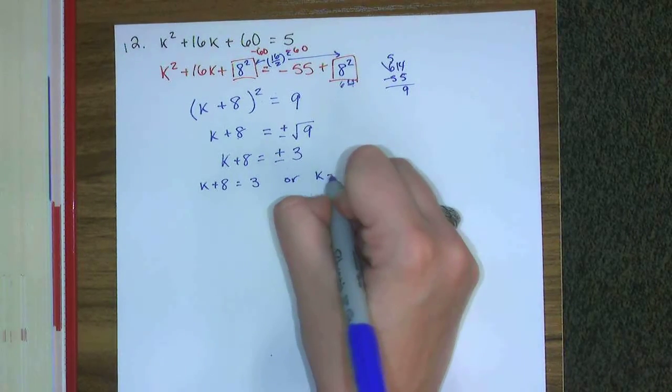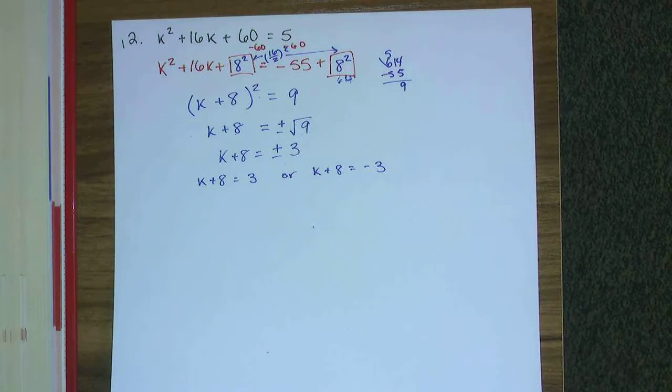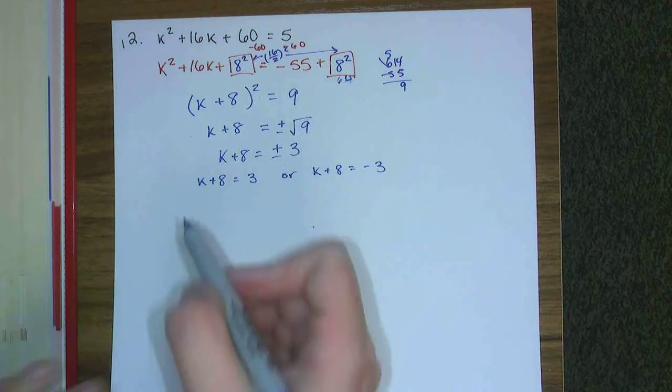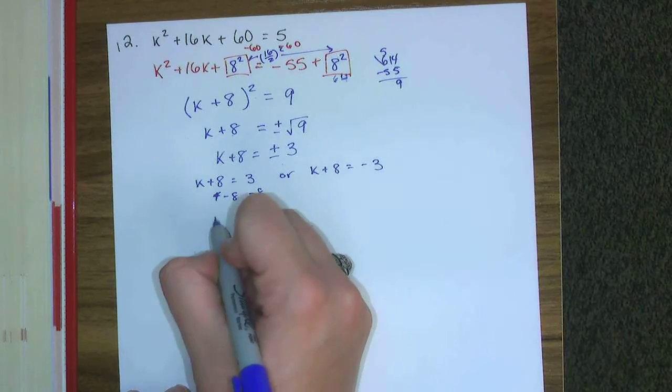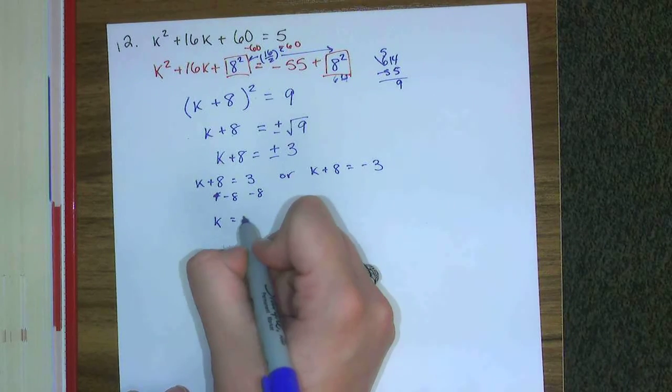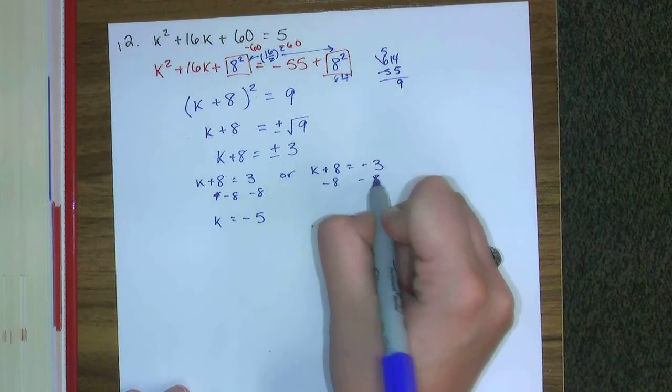All right, subtract 8 from both sides. K is equal to 3 minus 8, which is negative 5. Subtract 8 from both sides. K is equal to negative 3 minus 8, which is negative 11. So negative 5, negative 11.